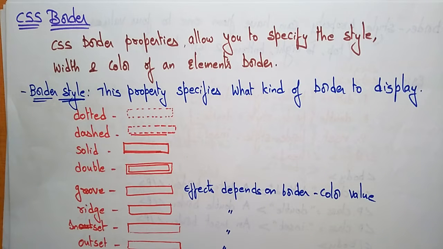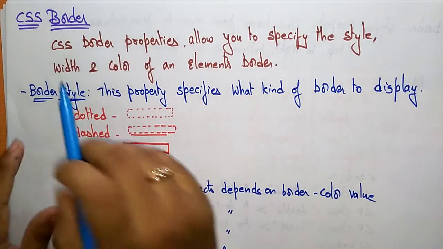Hi students, now the next one is, let's see some of the properties that we use in the cascading style sheet. So in this video I'm going to explain one of the properties, that is the border property. So the different borders that can be represented by using the cascading style sheets. Let's see the topic.